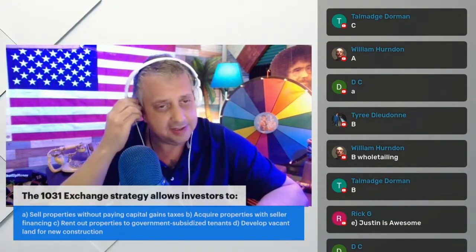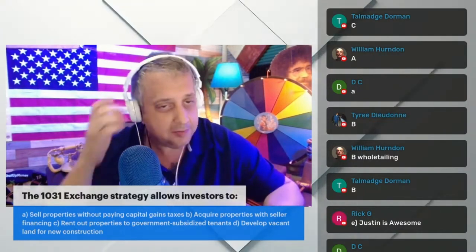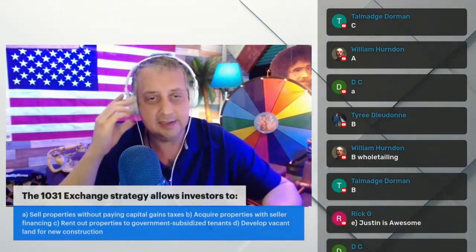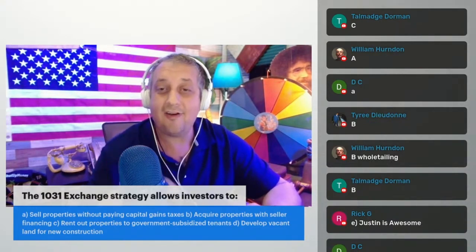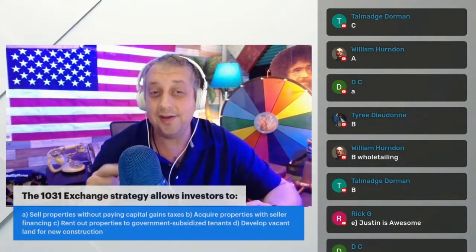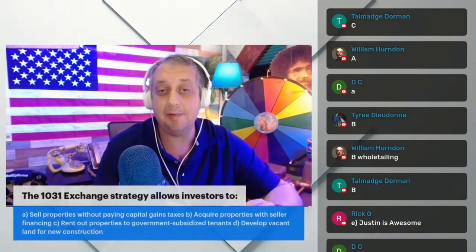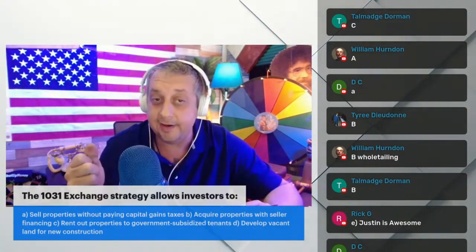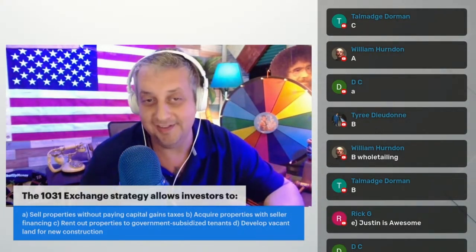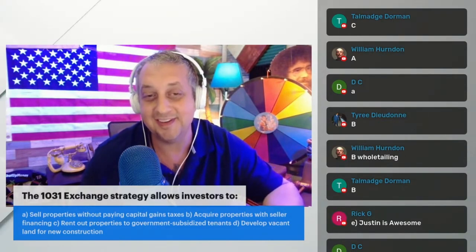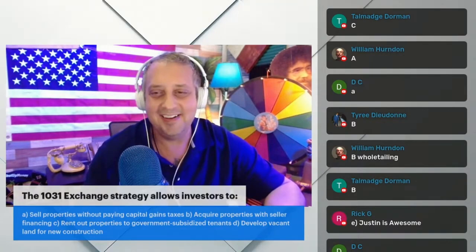The correct answer is A. A, sell the properties without paying capital gains taxes. In a 1031 exchange, the taxes are not avoided, but what do we call it? In a 1031 exchange, what is happening to the taxes? They're not being avoided. Somebody put it in the chat. They're being what? All right, this is a bonus question. Has anybody got a bonus answer for the bonus question? All right, anybody got a bonus answer?